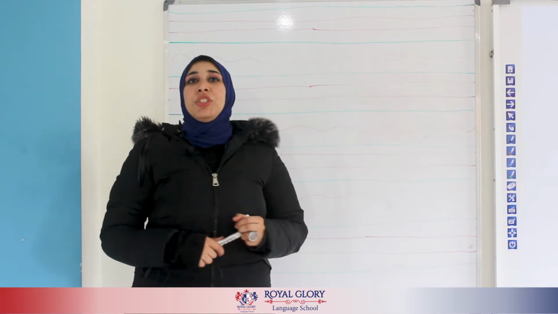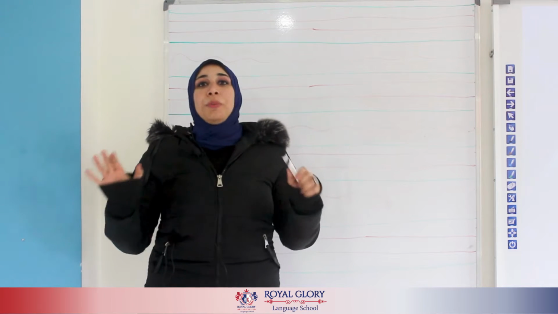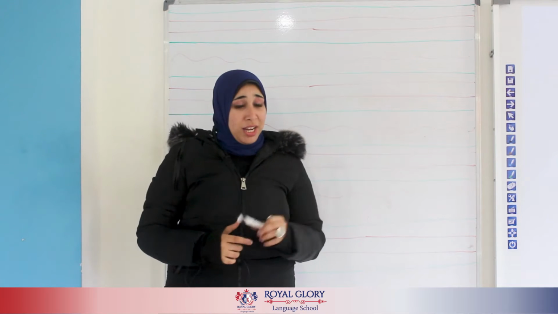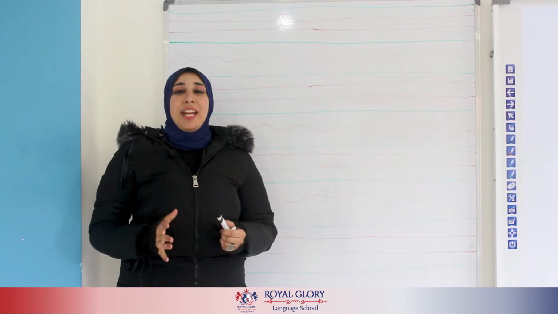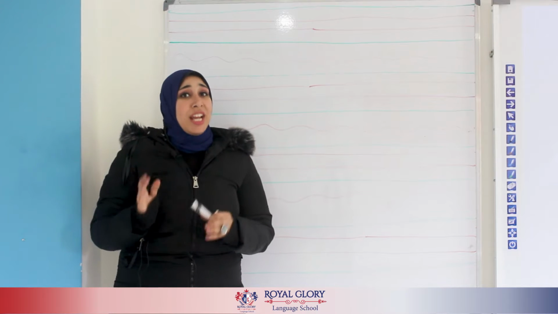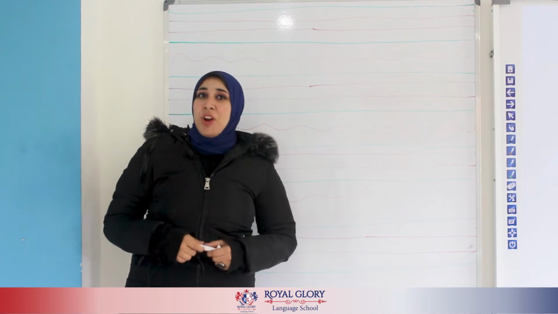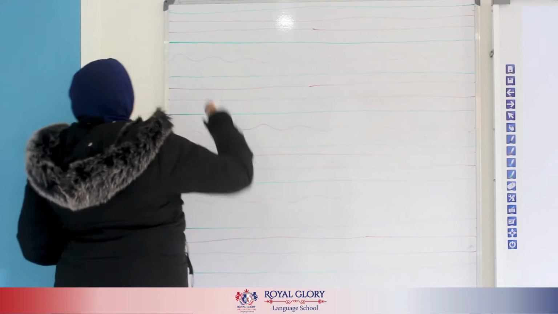Katie, today we learn how to write the alphabet from A to Z, okay? The first letter is letter A, sound A. Letter A, sound A. How can I write letter A, sound A?